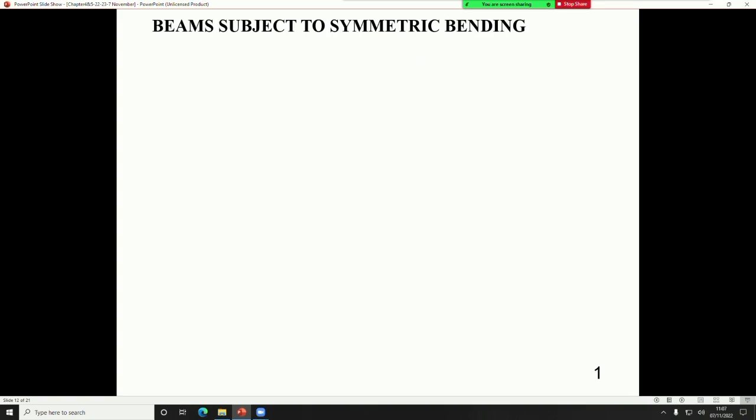Now, in the analysis we do here at the moment, we assume the section has at least one axis of symmetry. That's why we call it symmetric bending. So the section has at least one axis of symmetry, and the plane of the bending moment is either the plane of symmetry of the section or a principal plane of the section. For sections with no axis of symmetry, they are called asymmetric bending, and you've got a large section in Mixon for analysis of asymmetric sections.